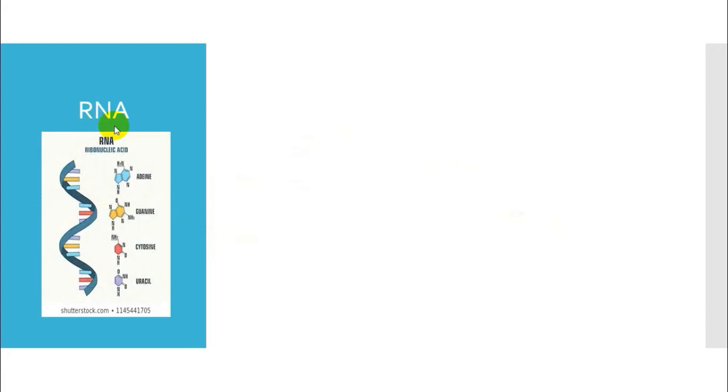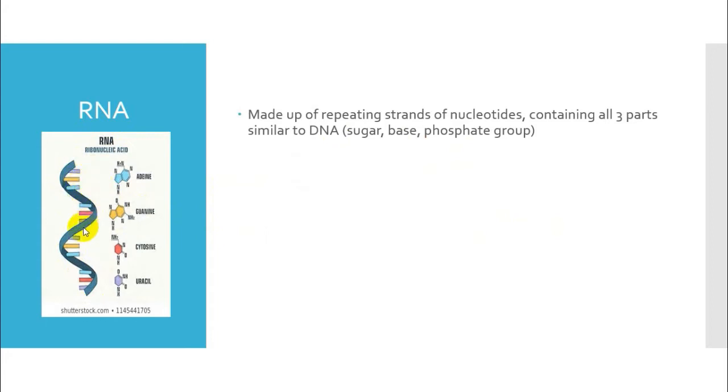Okay, the second kind of nucleic acid is RNA. RNA is a single strand structure. As you can see, there is only one strand of it, and it's also made up of nucleotides. A sugar, base and phosphate group are present in its structure, and the sugar of RNA is ribose. In DNA the sugar was deoxyribose, but the RNA sugar is ribose.